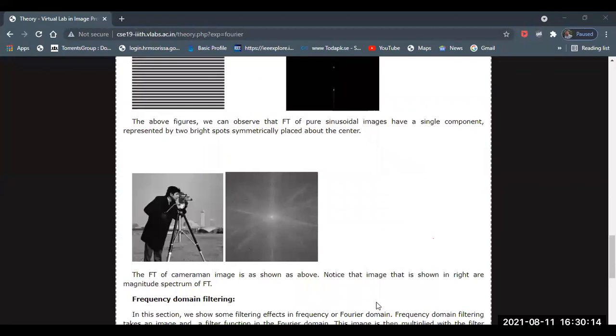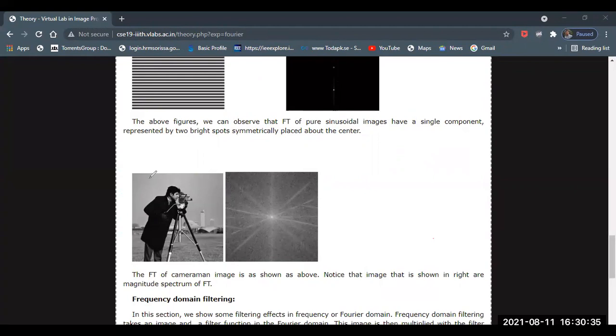We can observe from the above figures that the Fourier transform of a pure sinusoidal image with a single component is represented by two bright spots symmetrically placed about the center. Both are very similar, but one is horizontal and one is vertical, and they both have two bright spots.